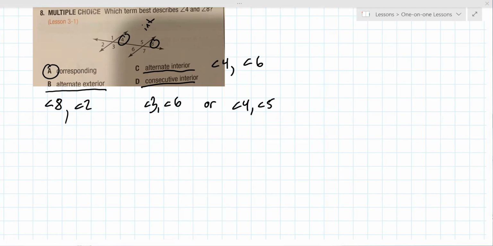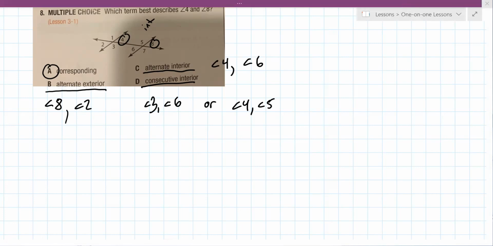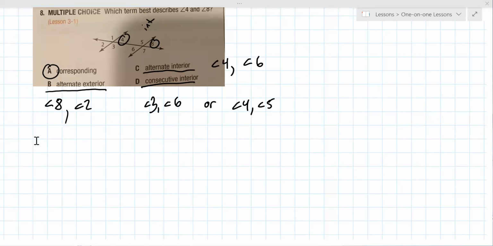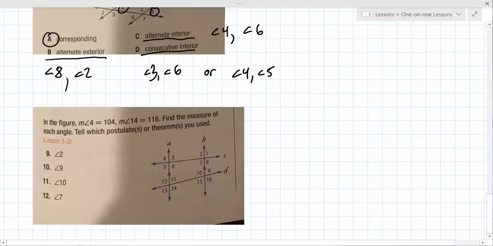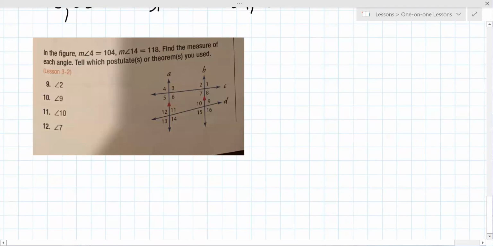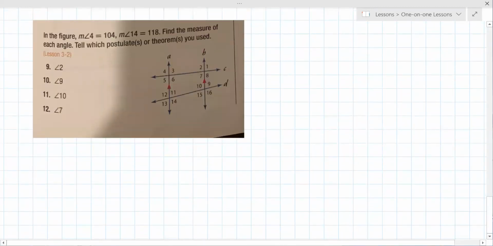Okay, so 9 through 12. 9 through 12 is the kind of thing you definitely would see on a quiz. There's like two situations here. The angles are equal or they add up to 180. Okay, so they give you, let me see if I can scroll just a little bit. No, okay. So measure of angle 4 is 104, and angle 14 is 118. Okay. So that's enough to find all the other ones here.